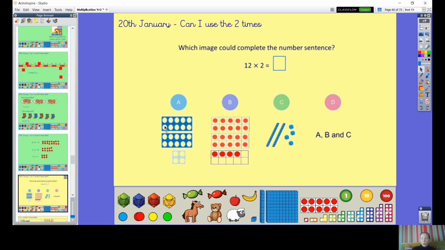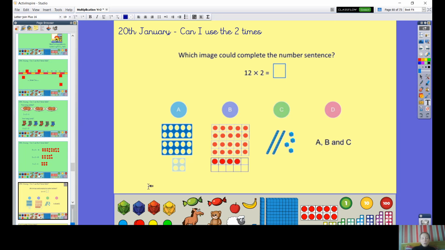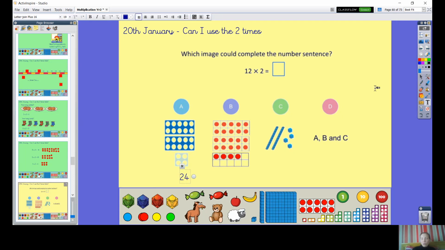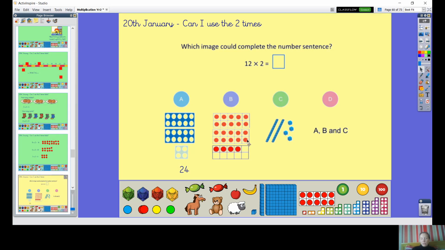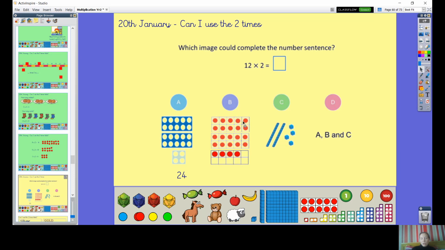So if we count the groups of 2, 1, 2, 3, 4, 5, 6, 7, 8, 9, 10, 11, 12. So we know that 12 groups of 2 make 24, and that one shows 24. So, do the other ones show us 24? Well, this one shows us 24 as well. 10, 20, 24. And does this one show us 24? 10, 20, 21, 22, 23, 24. It does. So actually, A, B and C all show us 12 times 2.